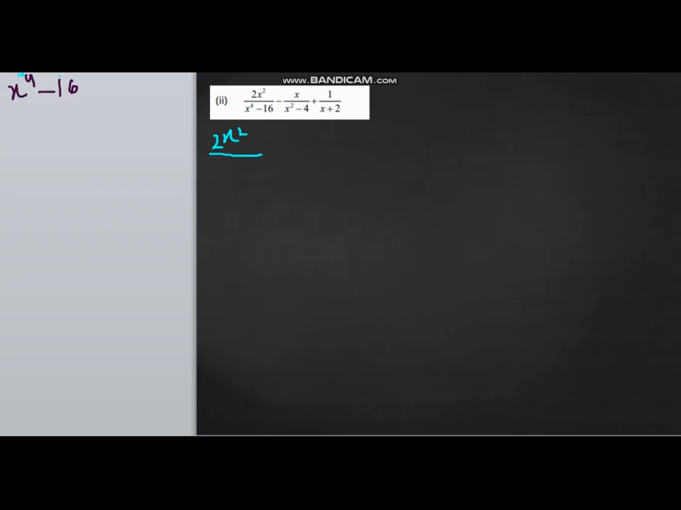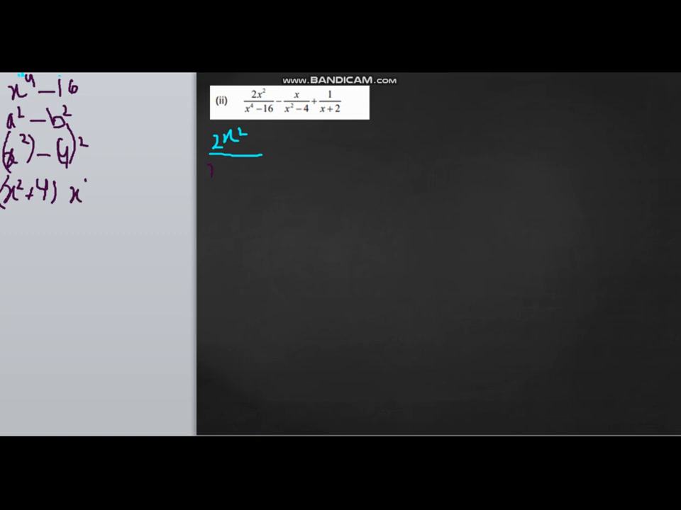Okay, so the second question is here. 2x squared divided by x to the power 4 minus 16. So x to the power 4 minus 16 basically falls into the formula of a squared minus b squared, because x to the power 4 is the square of x squared and 16 is the square of 4, right? Sorry for the bad handwriting. So x squared plus 4 and x squared minus 4.